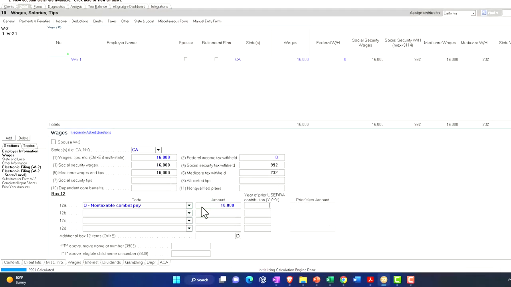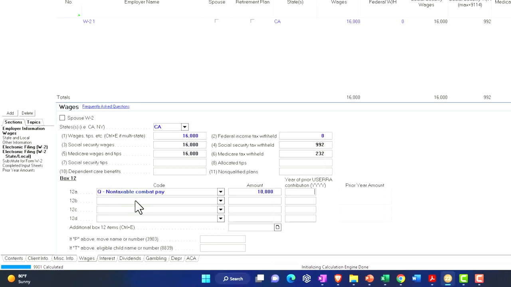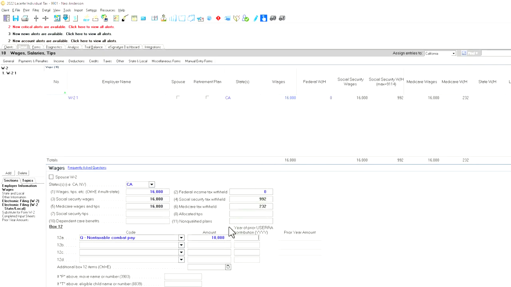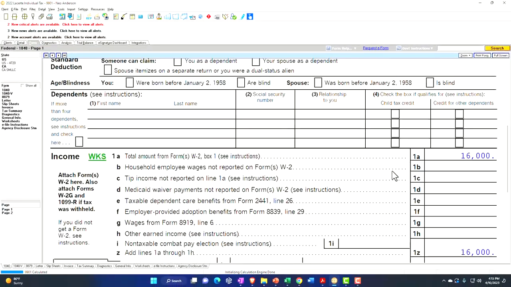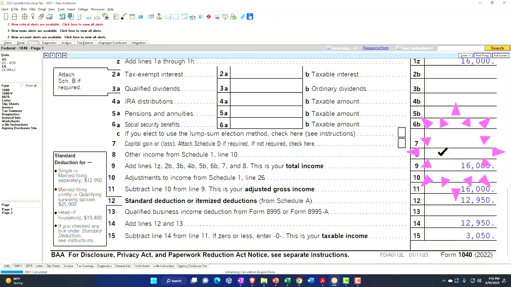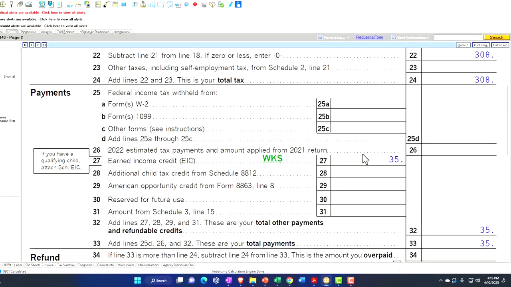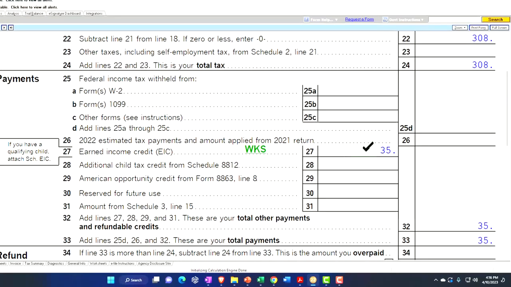So that's usually a Q designation on the W-2 form. For example, if I have the same 16,000, with the 10,000 of combat pay non-taxable, if I go back on over, we still have the 16,000 W-2 income. It's not included in the other 10,000 because it's not taxable. And it's not doing any adjustment to the $35 for the earned income credit.